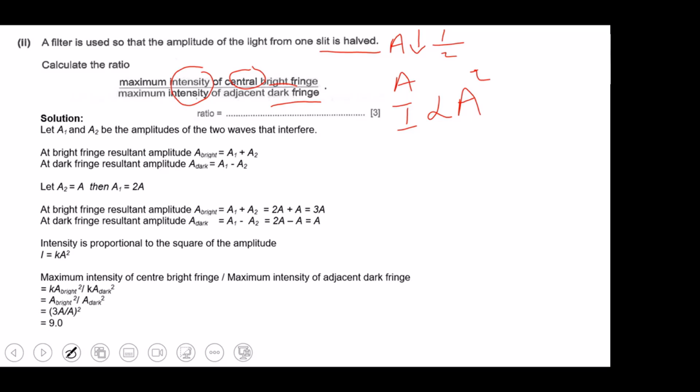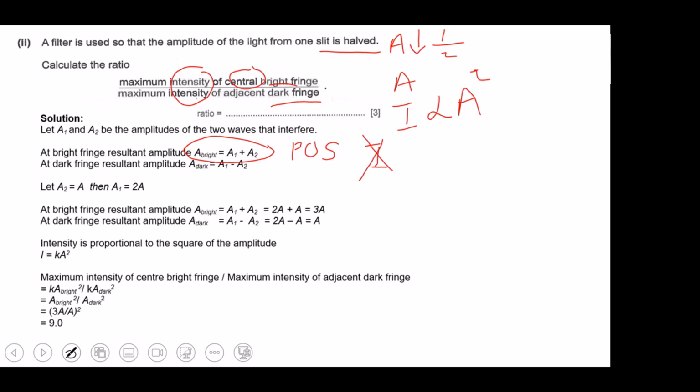Okay, so when the two waves come in at a bright fringe, the resultant amplitude is A1 plus A2. This is due to the principle of superposition. We sum up the amplitude, right? You always sum up the amplitude. Remember, please do not sum up the intensity. You sum the amplitude.